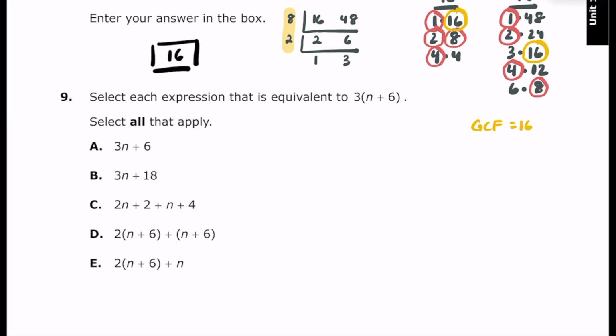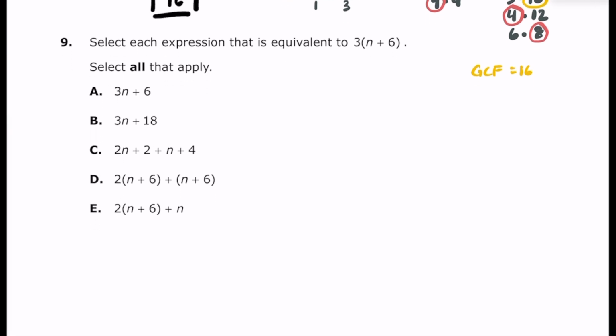All right, let's check out number 9. Number 9 says select each expression that is equivalent to this expression here. Again, an expression doesn't have an equal sign here. It's just a problem that we have. It's not set equal to anything. So it says select all that apply. There's going to be more than one right answer.